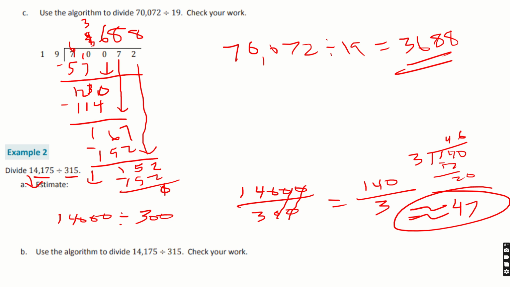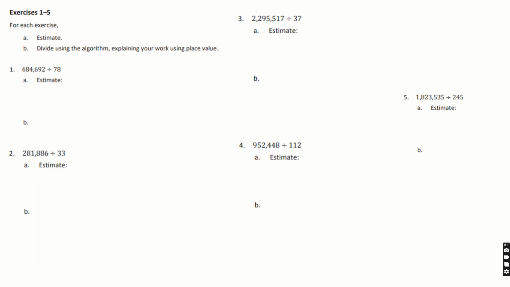14,175 divided by 315 is 45. That's our exact answer. Okay. Same thing is true for each of these here. All we're going to do is estimate, and then we're going to actually divide it.